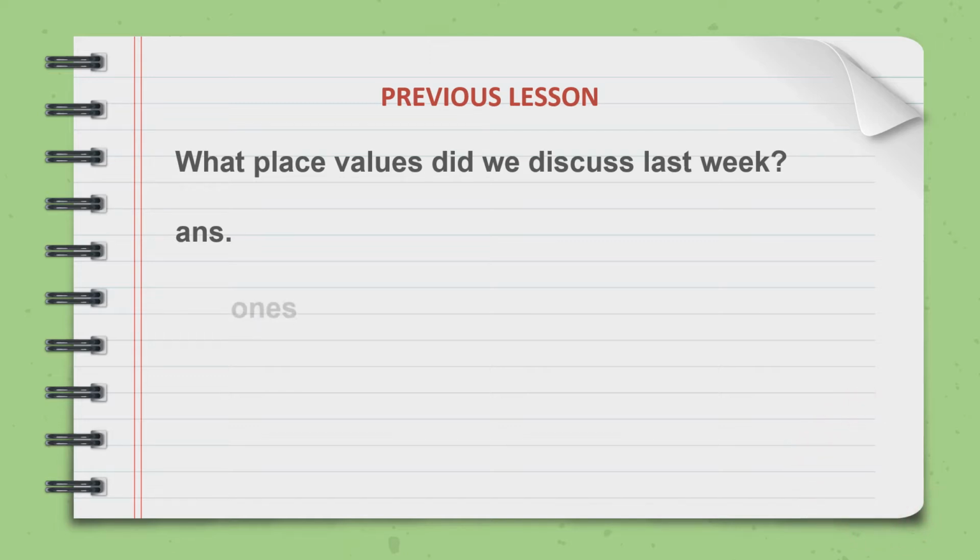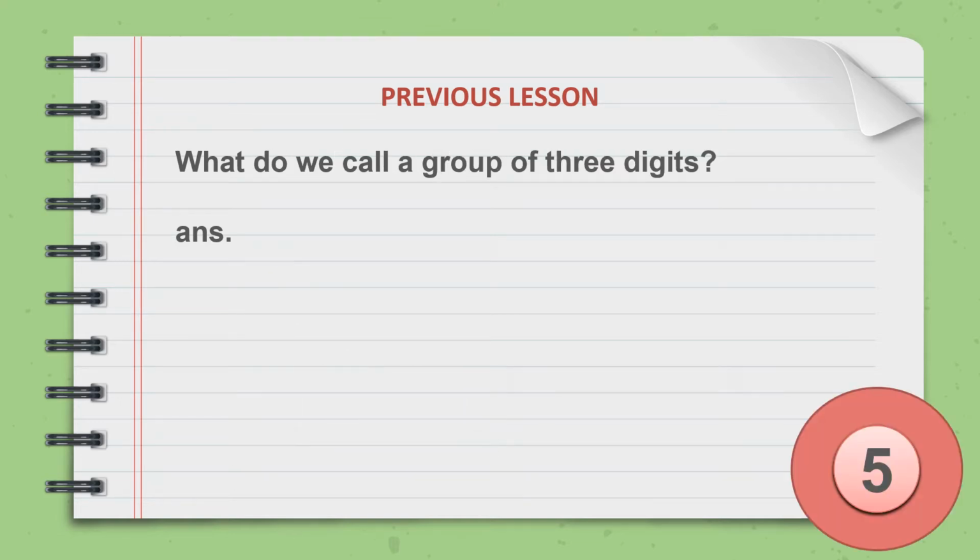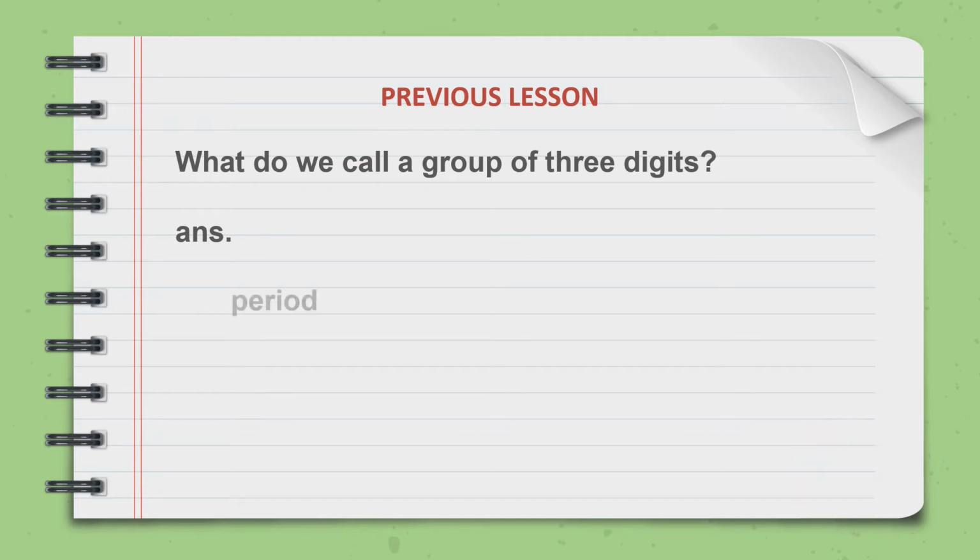So we have ones, tens, hundreds, thousands, 10,000s, and 100,000s. What do we call a group of 3 digits? Our answer is period.